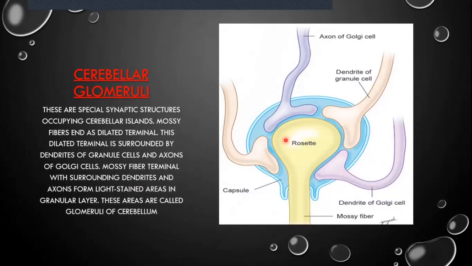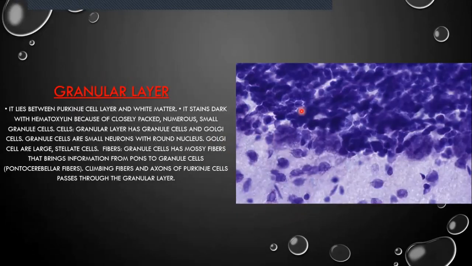Now let's go back. Here, this is the inner granular layer. You can see there are some unoccupied spaces between these granule cells. Those are known as the cerebellar islands.